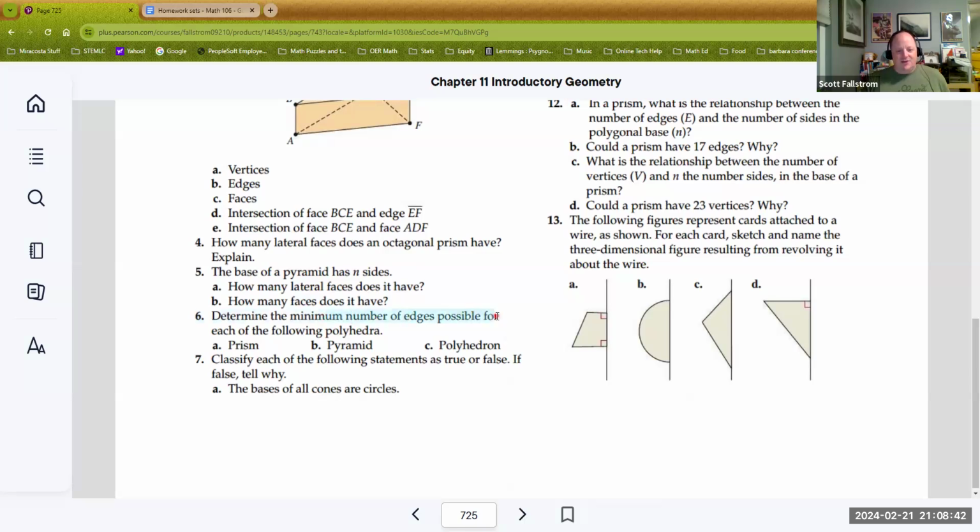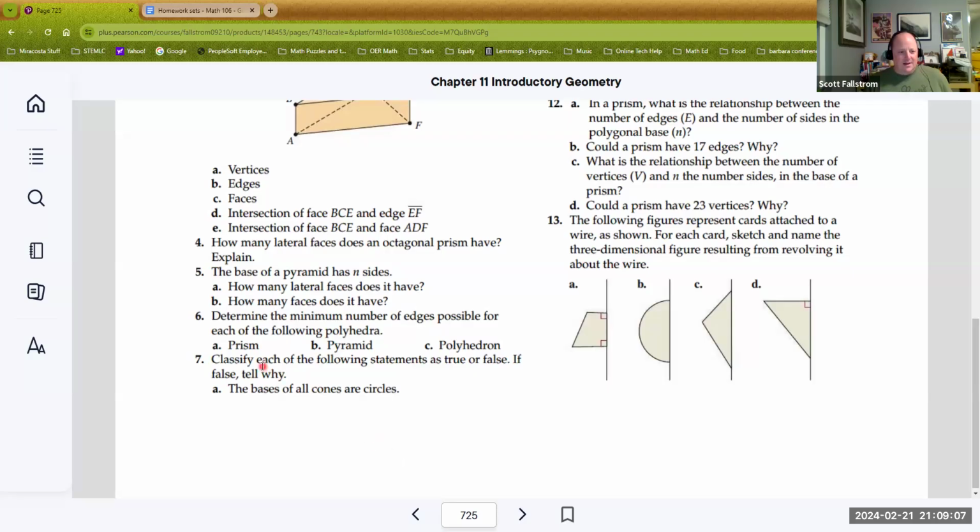Determine the minimum number of edges possible for each of the following polyhedra. What is the smallest number of edges for a prism? Okay. What is the smallest number of edges possible for a pyramid? Now, if you need to, think through what's the smallest shape I could have for a pyramid? What's the smallest shape I could have for a prism? That's what we're looking for, the minimum number of edges.